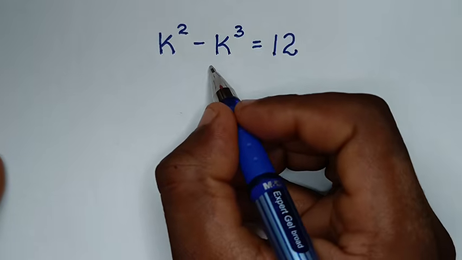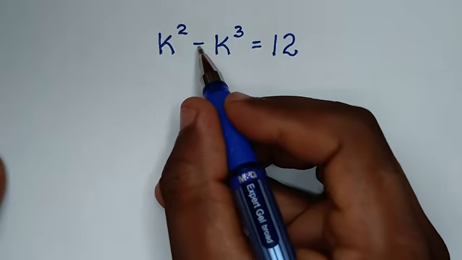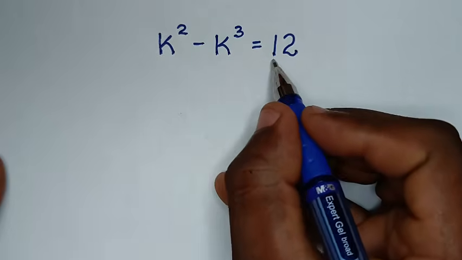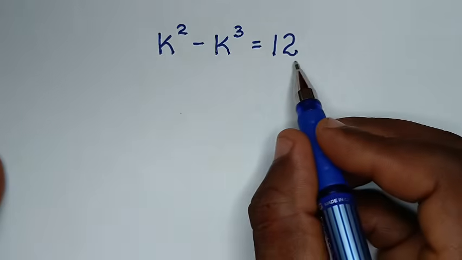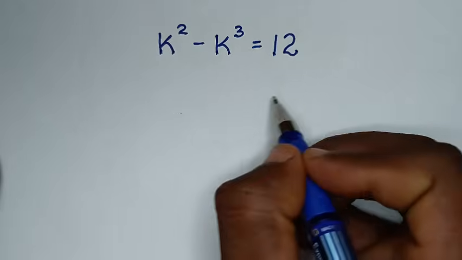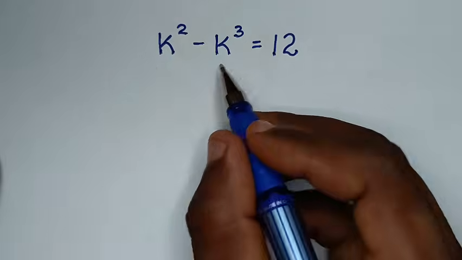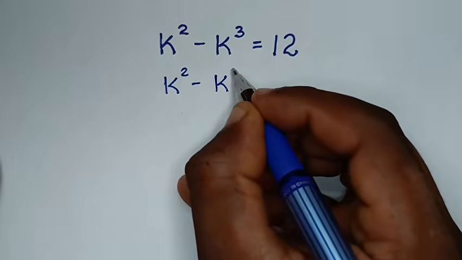Hello, you are welcome to solve this math problem, which is k² minus k³ is equal to 12. To find the values of k from this equation. Now, in the first step, we'll take this 12 to the left side. So, we'll start with k² minus k³.